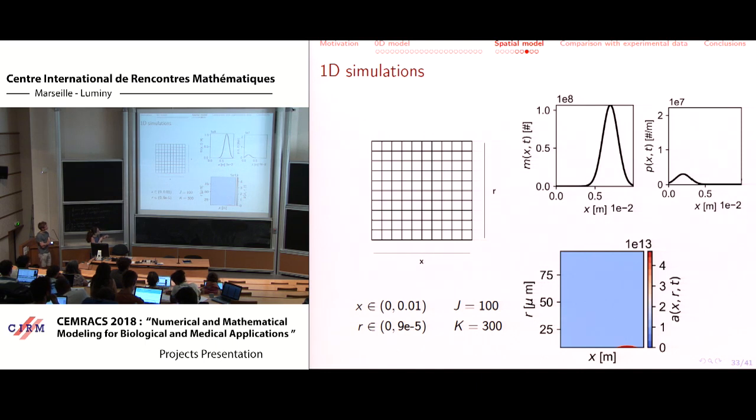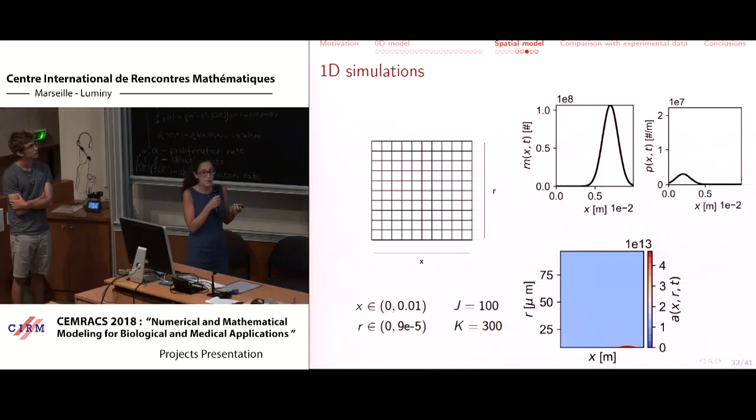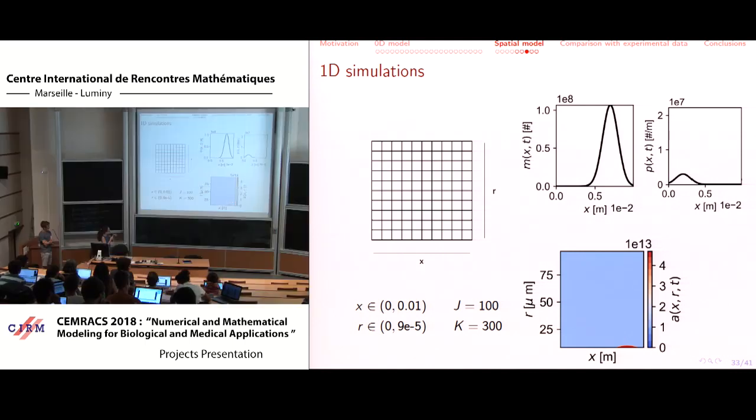This is the initial configuration. So the mesenchymal cells and the preadipocytes are two Gaussians centered in one point of the domain. While in this plot you can see the distribution of adipocytes with respect to the space, with a radius r. In particular, we see that also in this case, all the adipocytes are concentrated in this point of the domain with respect to x, and they are all at the minimum radius.